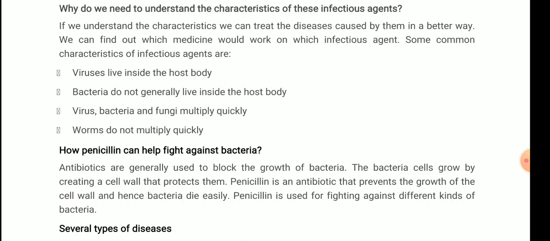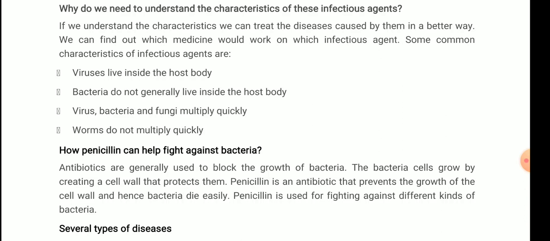But how does that bacteria survive there? Because of that cell wall. Once the penicillin works, what does it do? It stops the growth of that cell wall. And once the cell wall growth stops, the bacteria become more permeable to the harsh conditions, meaning these harsh conditions can easily affect the bacteria.